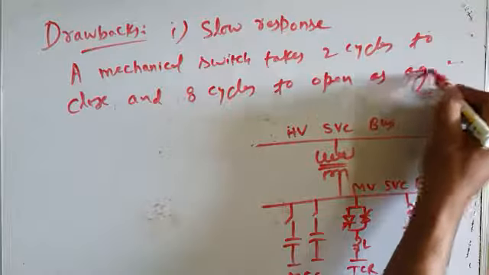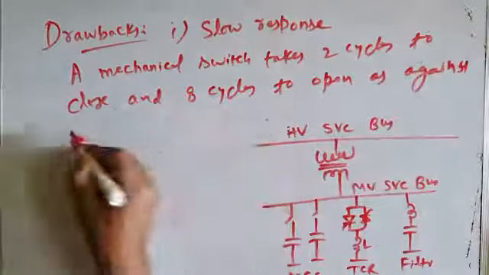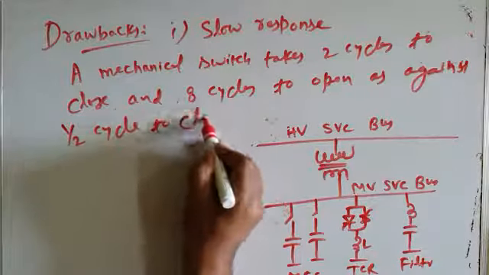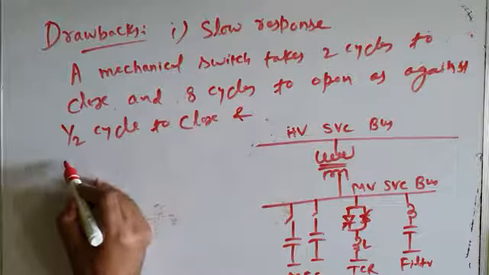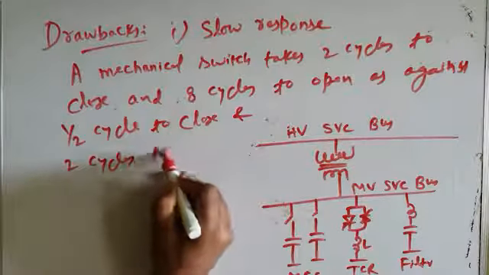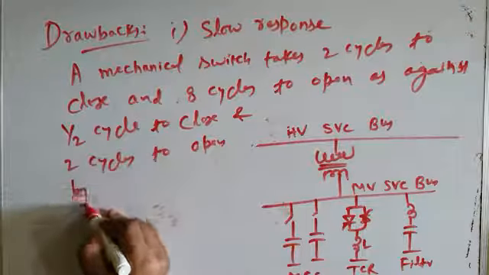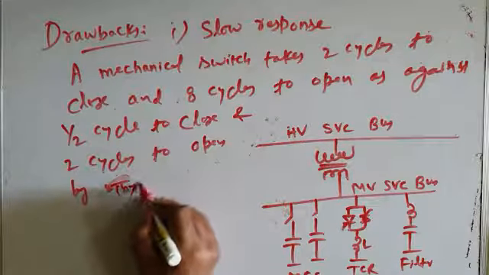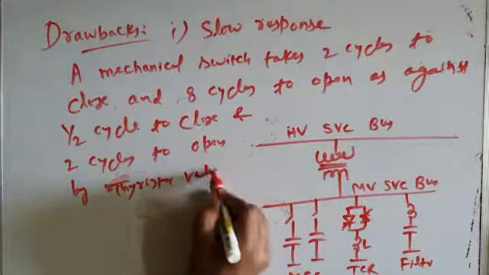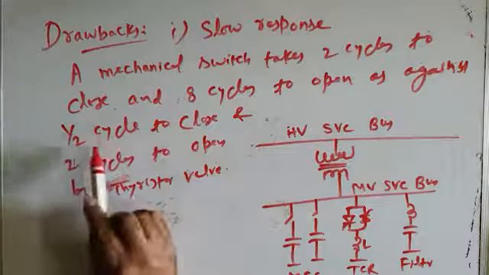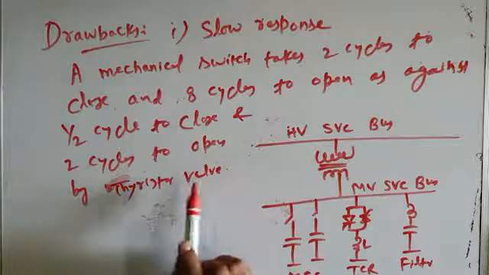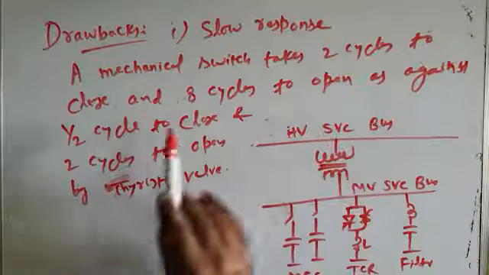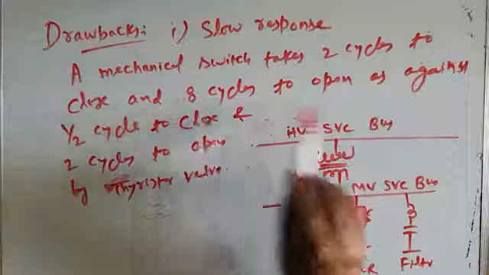as against half cycle to close, and 2 cycles to open by thyristor switched capacitor or by thyristor valve, which is used in thyristor switched capacitor. A thyristor valve closes very quickly in half cycle and opens in just 2 cycles, whereas a mechanical switch, which is used in this type of SVC, takes 2 cycles to close and about 8 cycles to open.